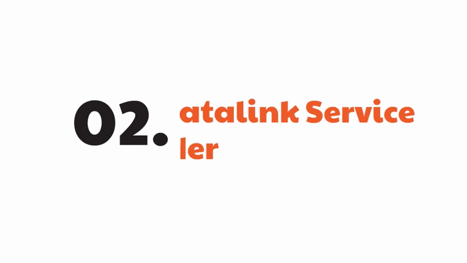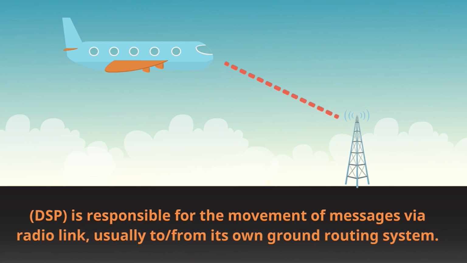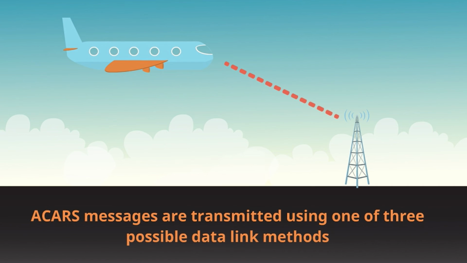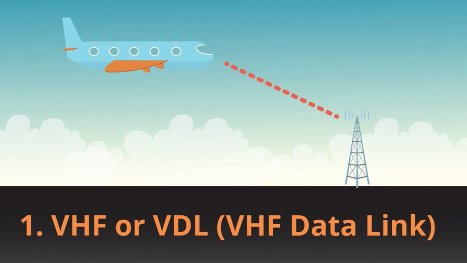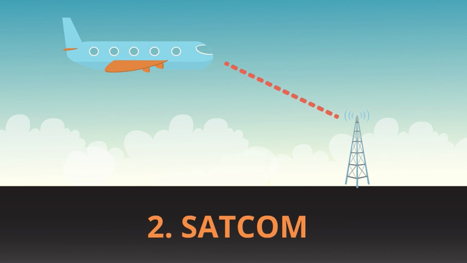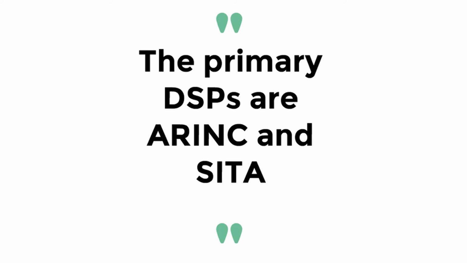Second component is the service provider. A data link service provider, DSP, is responsible for the movement of messages via the radio link, usually to or from its own ground routing system. ACARS messages are transmitted using one of three possible data link methods: VHF or VDL, which is line of sight limited; SATCOM, which is not available in polar regions; HF or HFDL, which has been added especially for polar region communications. The main primary DSPs are ARINC and SITA.